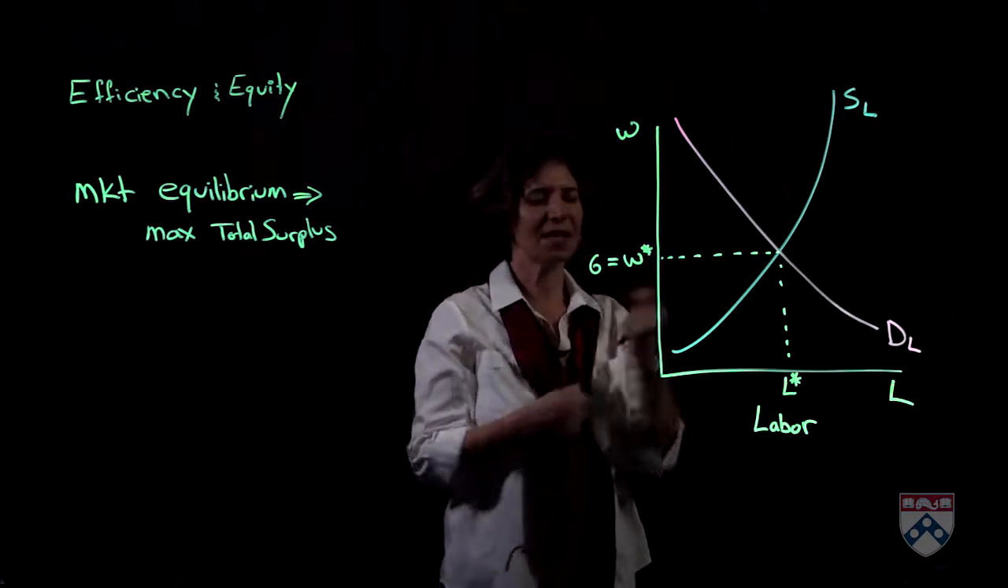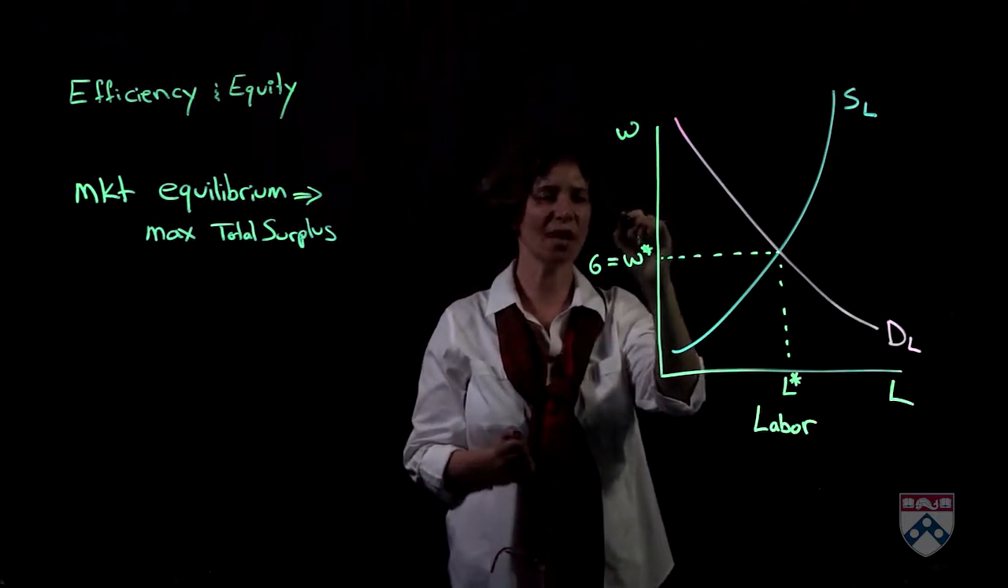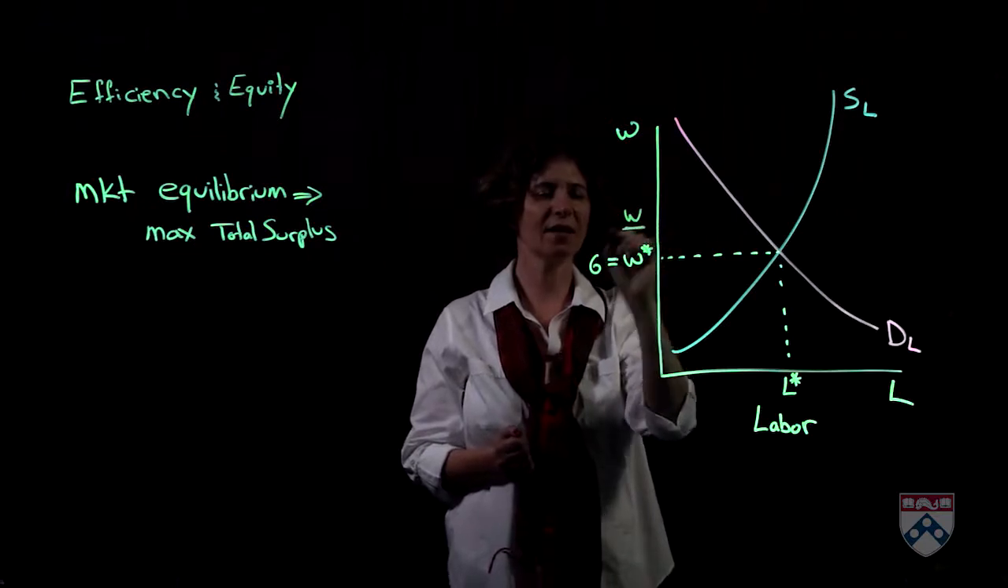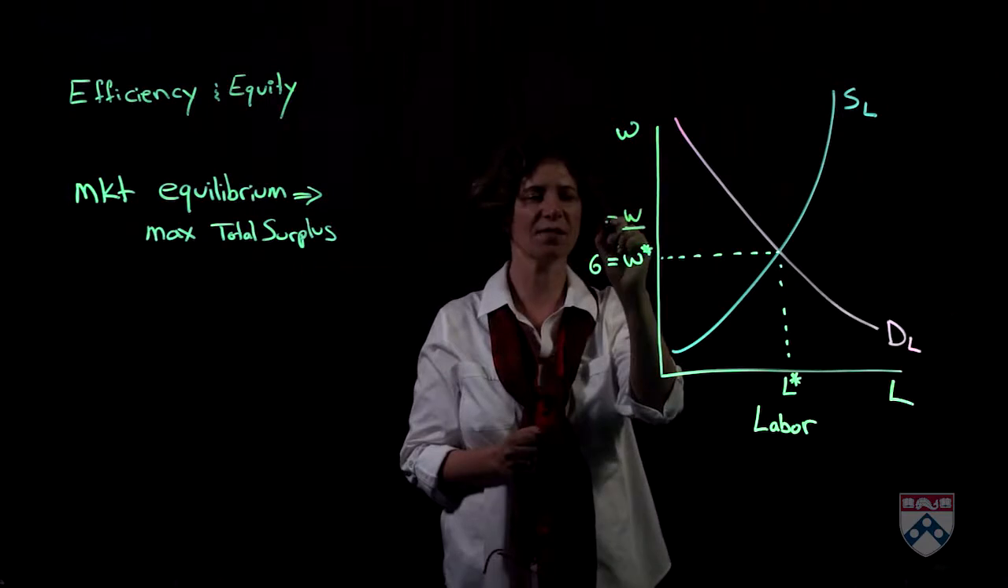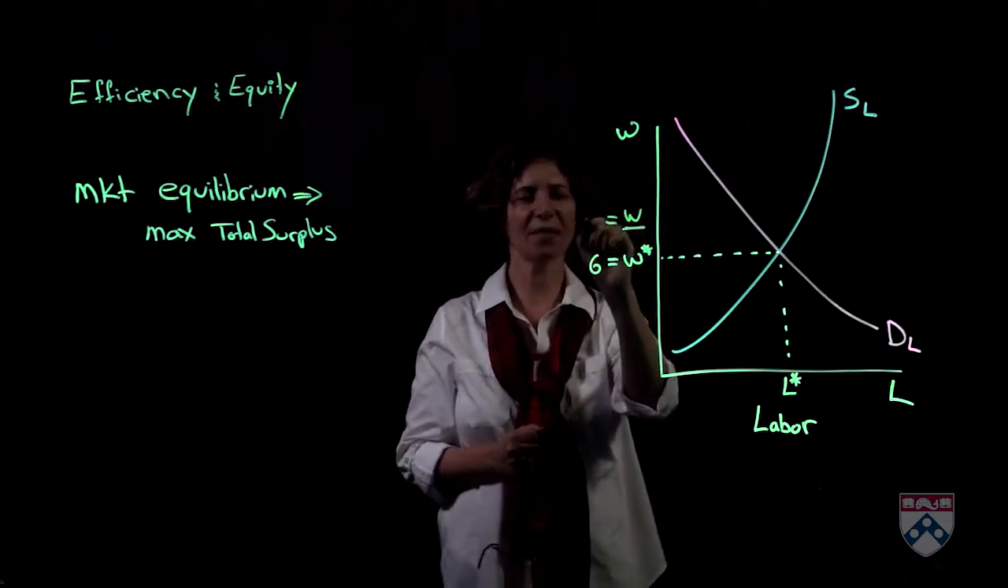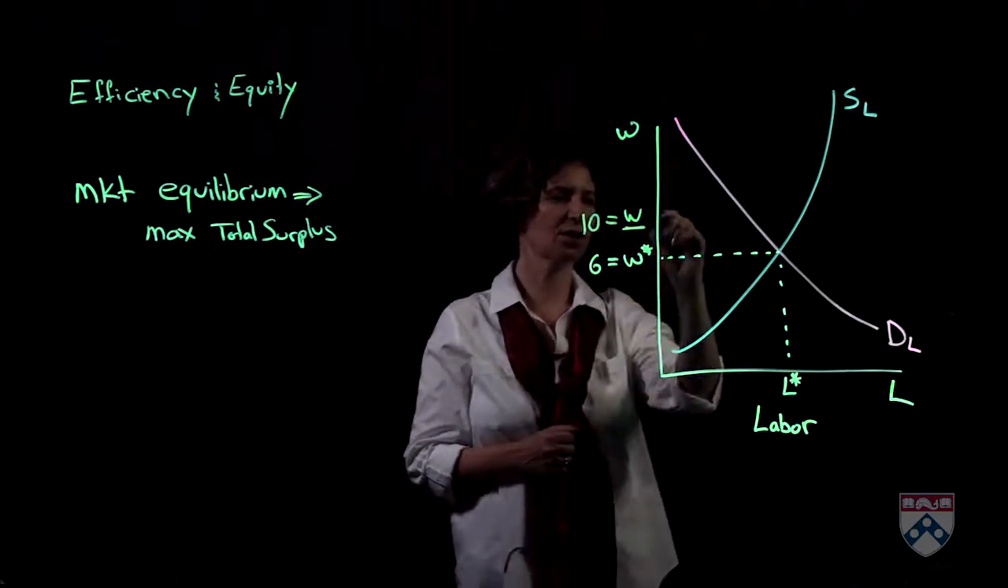So the government intervenes and sets a price floor. We call that a minimum wage. A price floor is a price that cannot drop below a certain level. So suppose, for example, that the government sets a price floor of $10 an hour. What would happen at this price floor?